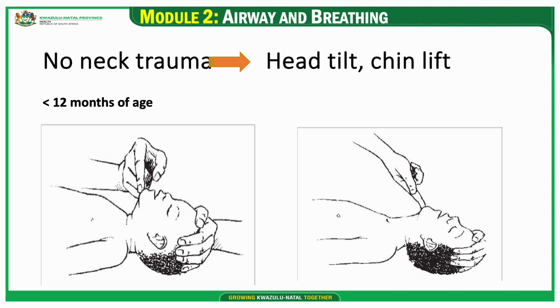So how you open the airway, if there's no head or neck trauma, we do the head tilt chin lift maneuver. If the child is less than 1 year of age, you're going to tilt the head backwards so that the nose is pointing directly upwards. If the child is older than that, then you're going to tilt the head backwards so that the chin is pointing upwards. This is to do with the changing anatomy and the movement of the airways as the child grows.